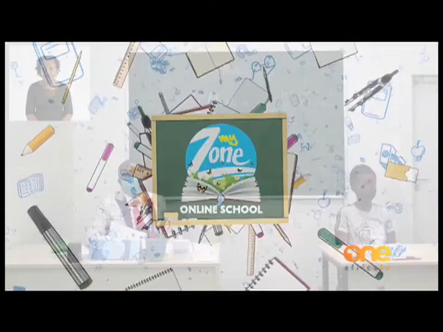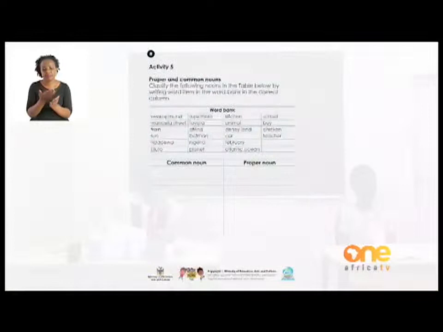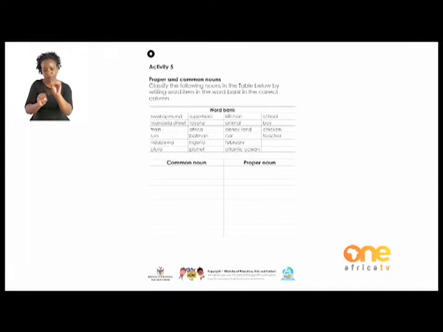Right, let's open on page 8, where we have activity 5, proper and common nouns. Classify the following nouns in the table below by writing word item in the word bank in the correct column. Let me read again. Classify the following nouns in the table below by writing word item in the word bank in the correct column. Right. We have the word bank there, where we have such words as Swakopmund, superhero, kitchen, school, etc.